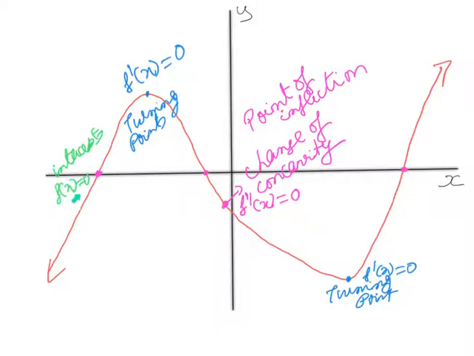f of x is equal to 0 gives intercepts, f prime of x is equal to 0 gives turning points, and the point of inflection is where f double prime of x is equal to 0. This is called the change of concavity. All graphs can have a change of concavity, but in some graphs it becomes very important.